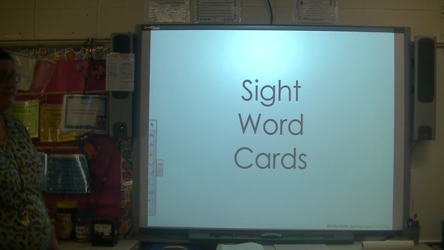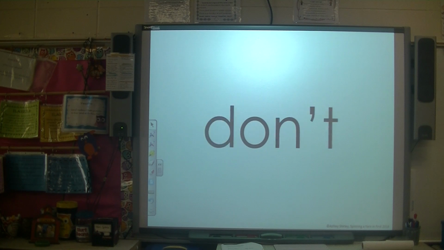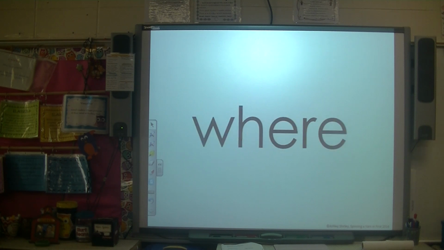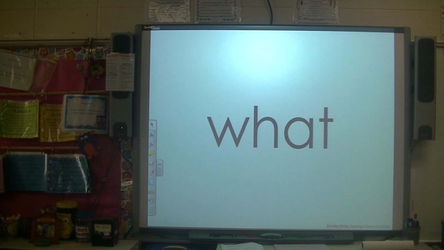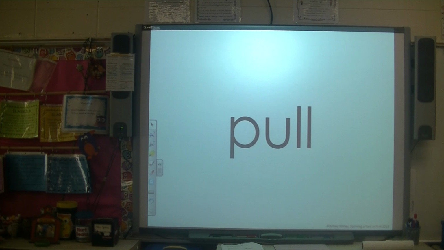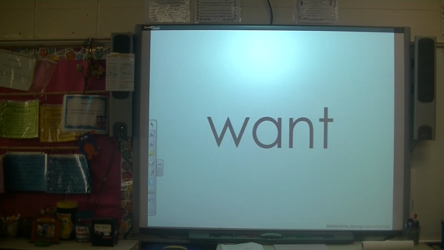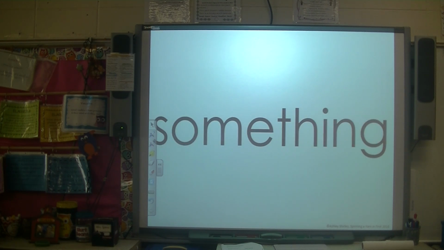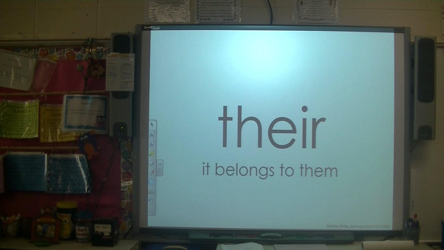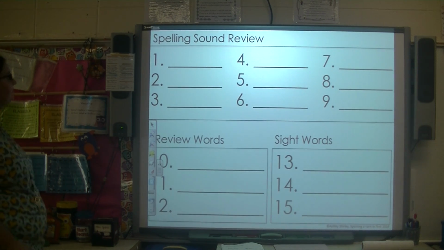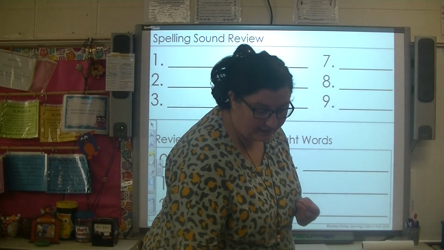All right, your sight word cards. Read them the fast way. Put, don't, said, won't, says, push, where, come, what, there a place, are, pull, together, would, won't, into, were, could, been, bush, something, there. It belongs to them. Goes. Who.